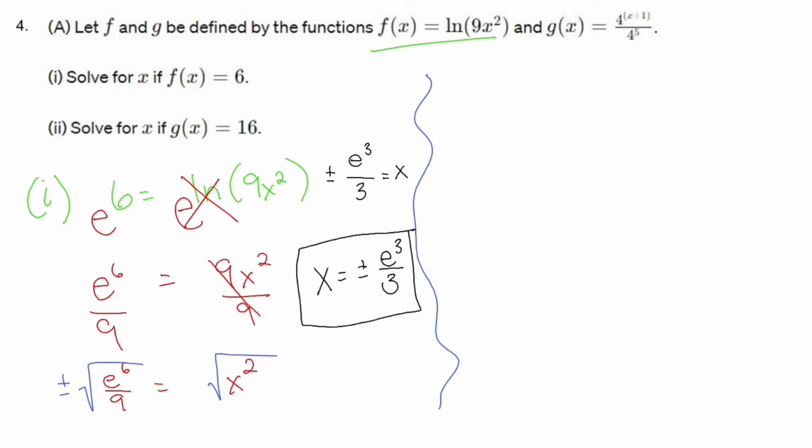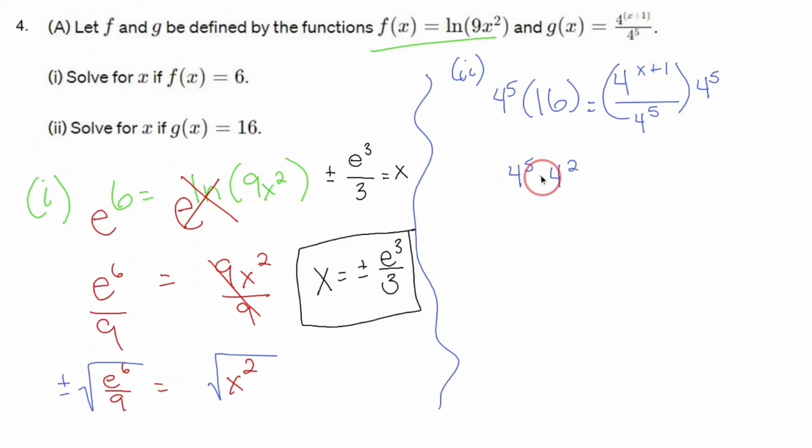Okay, part 2 of part A has me setting this guy, which I know it's kind of faded, but you have 4 to the x plus 1 over 4 to the 5th equals, what was it, 16? Now I know what 16 is. 16 is 4 squared. And while I'm at it, why don't I multiply both sides by 4 to the 5th? So I have 4 to the 5th times 4 squared equals 4 to the x plus 1.